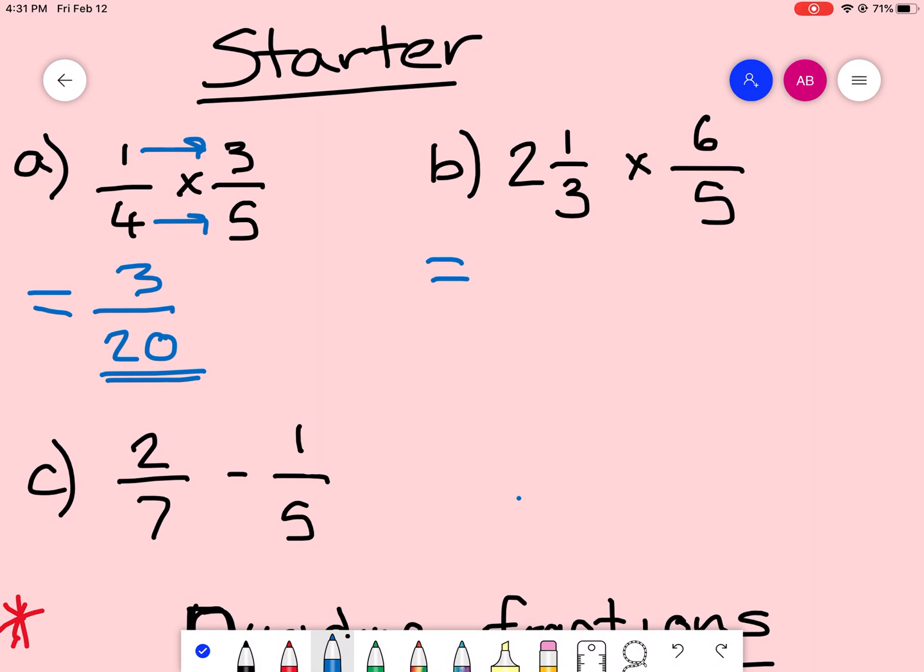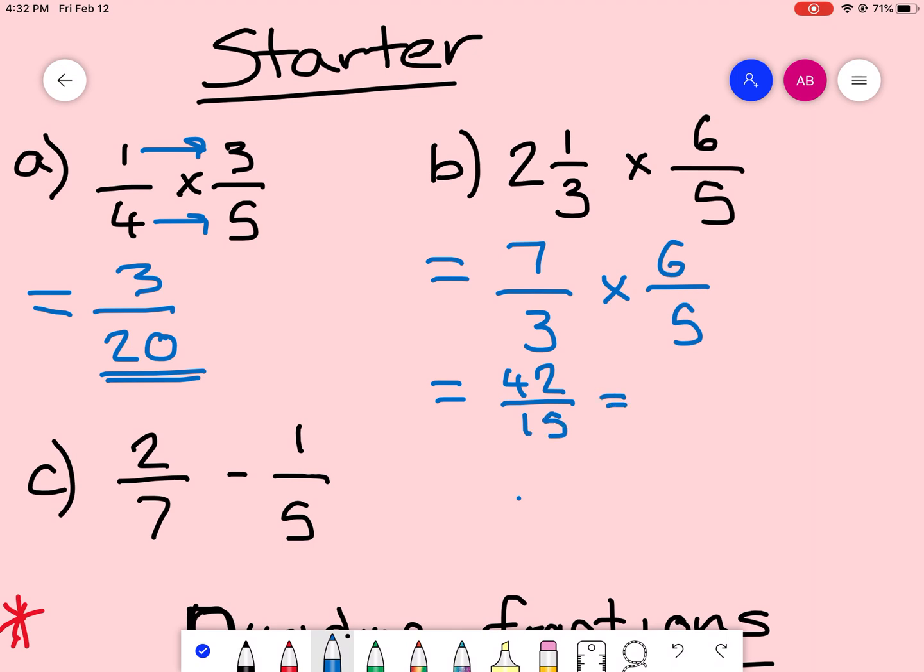We first have to change the mixed number here into a top-heavy fraction. So 2 times the 3 is 6, plus on the 1 gives us 7 over 3. We have to multiply that by 6 over 5. 7 times 6 will give us 42. 3 times 5 giving us 15. Now we can divide top and bottom here by 3, so we'll end up with 13 over 5 for here.